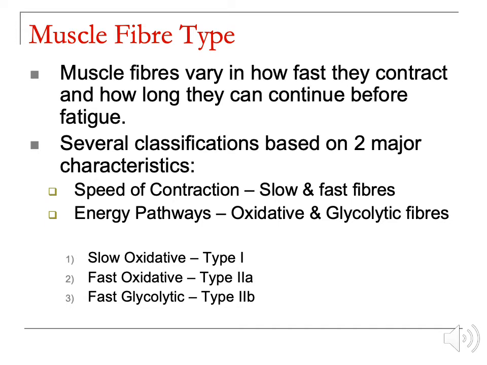Now, this division is based on these two major characteristics. The first being our speed of contraction, fibers that either contract slowly or contract quickly. So that gives us the slow versus fast division. Then we also have the major characteristics of which energy system pathway primarily powers those fibers. So it's not that a muscle fiber is only aerobic or only anaerobic, but they are better suited to one or the other.